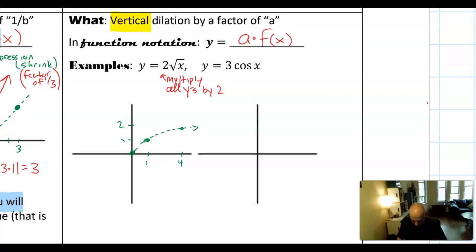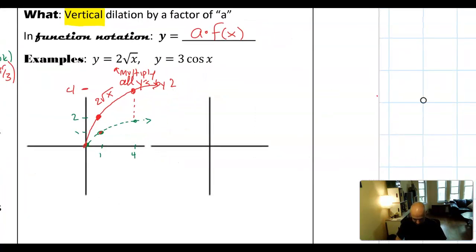If I multiply all the y's by 2, the point that was at 1, 1 will move to 1, 2. The point that was at 4, 2 will move up to 4, 4. And this will be a vertical stretch. This is 2 square root x, the vertical stretch.